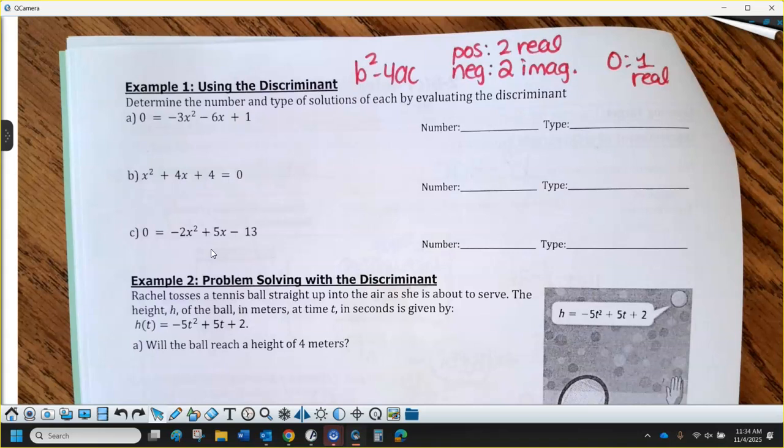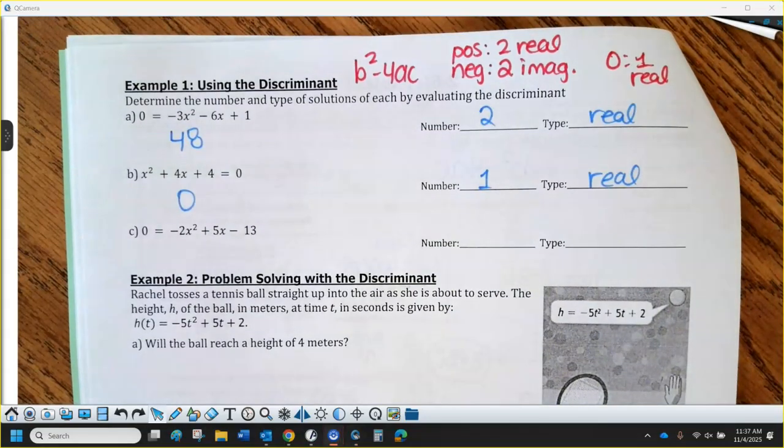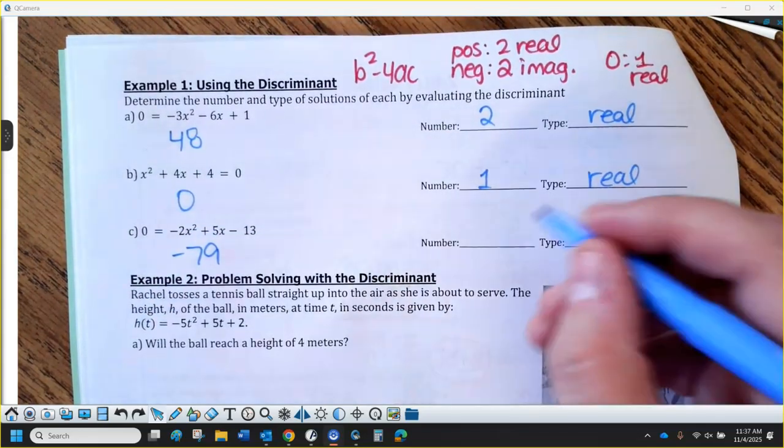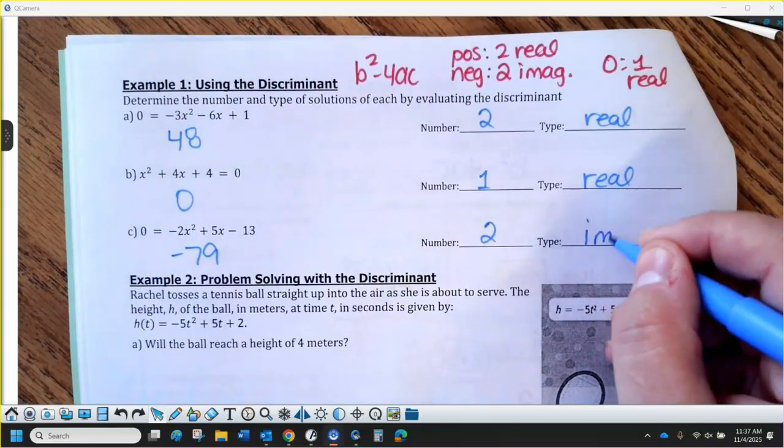So go through there, see if you can tell me the discriminant, like calculate the discriminant, and then just go over to the side there, tell me. What'd you get? Yes, ma'am. All right, so what'd you say for your number and type of solutions? Perfect. All right, is anybody having a question?